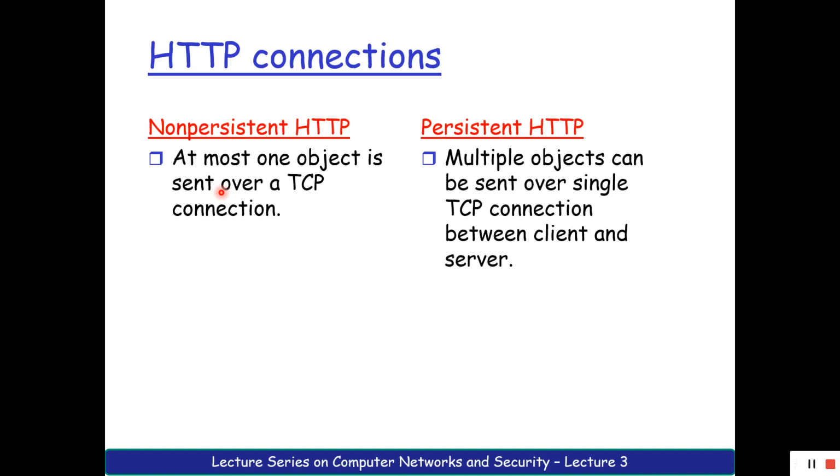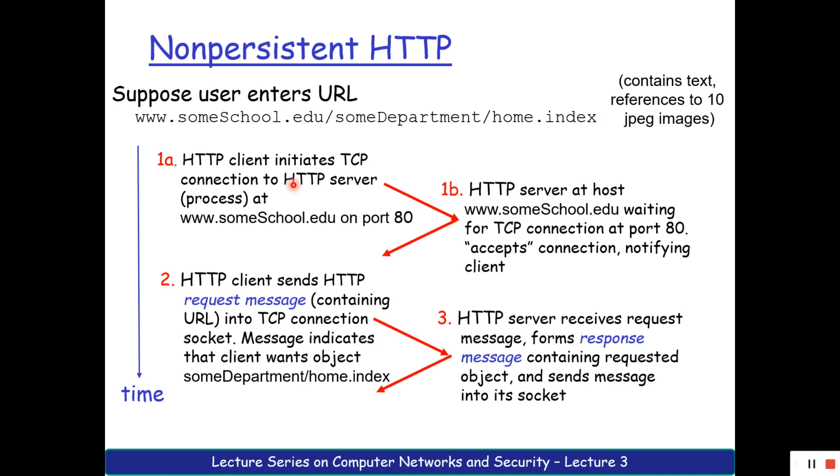But that is not happening in persistent connections. If I have multiple objects traversing from the server to the client, until and unless all the objects have traversed from the server to the client, it is not going to cut the connection. Okay, so that is what is going to happen in non-persistent and persistent connections. To understand this better, let us go through the further parts.